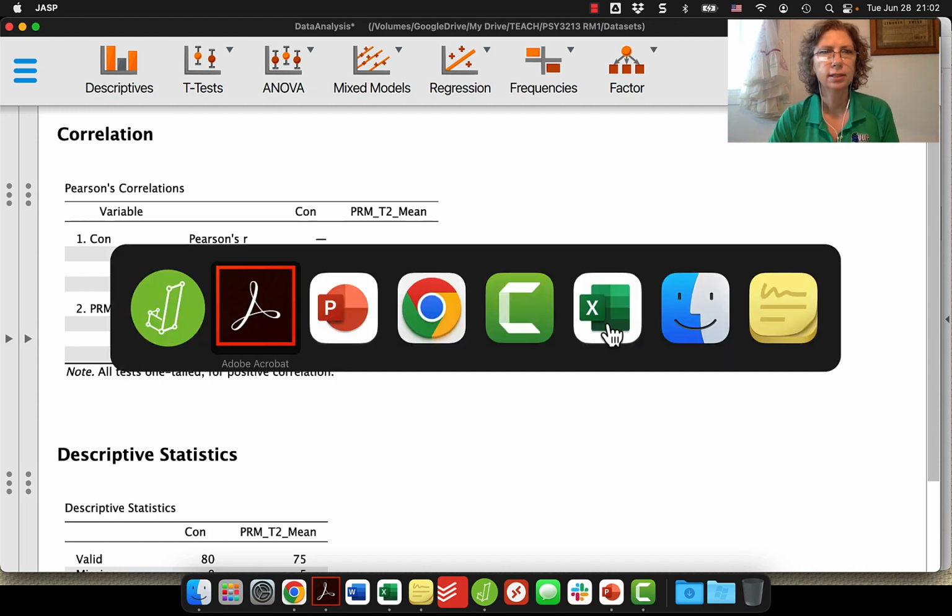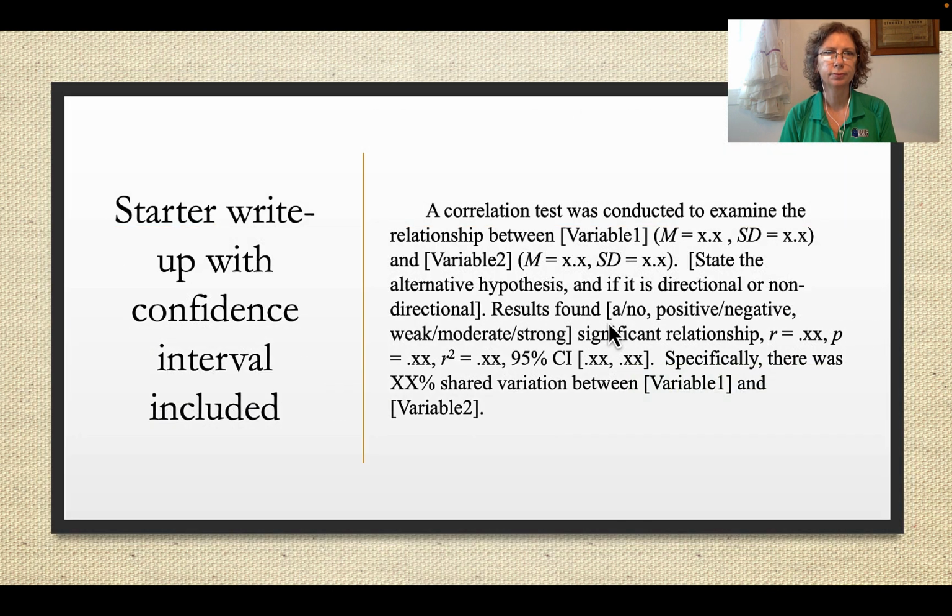Let's take a look at an example write-up. A correlation test was conducted to examine the relationship between variable 1 and variable 2. So you would need to fill in those two with what they were, and the mean and standard deviation for each of them. State the alternative hypothesis and if it's directional or non-directional.